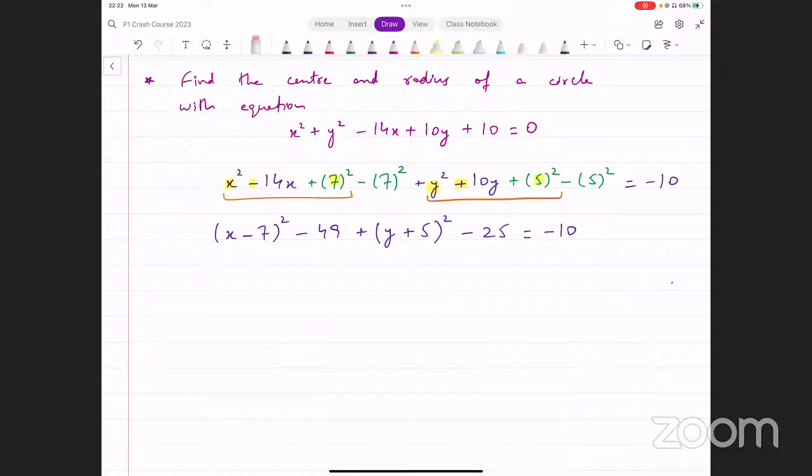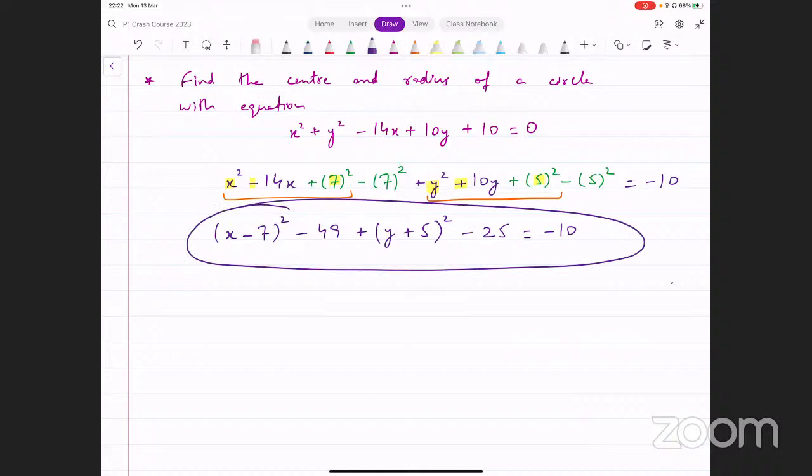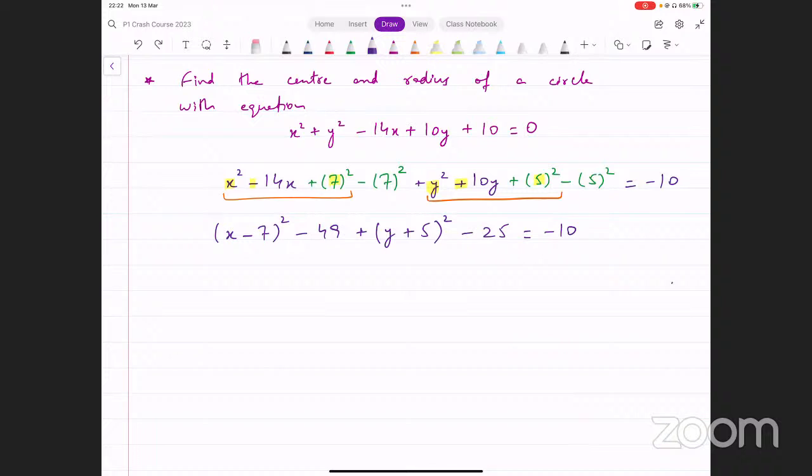And that's not part of your syllabus. That's not going to come. So what do we do now? Once you've converted to the completed square form, all you have to do is just take the constants to the other side. And that's going to give you x minus 7 whole squared plus y plus 5 whole squared on the left side. Take 25 and 49 to the other side and subtract from that 10.